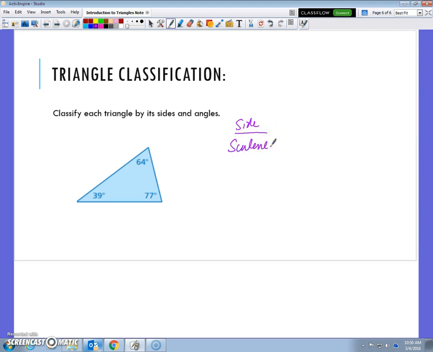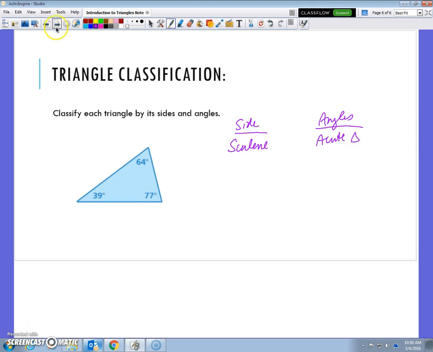triangle. I can also classify by the angles. As I look at the angles, I see that 1 is acute, 2 is acute, 3 is acute. Right now I have 3 acute angles. There's no right angle, there's no obtuse angle, therefore it must be an acute triangle because it has 3 acute angles.